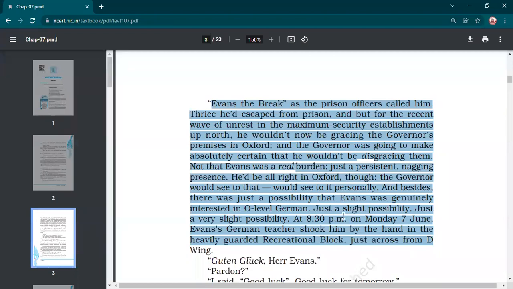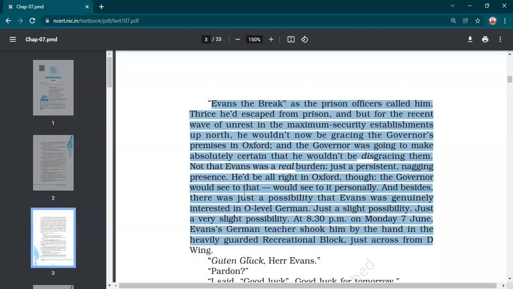Just a slight pause. You should know that Evans was also called Evans the Break. Why? Because he's more into breaking jail and he runs away without anyone's knowledge. So he is famous by this name, Evans the Break, and all the prison officers call him by this name only. Why? Thrice he had escaped from prison. He had already escaped for the recent wave of unrest in the maximum security establishments. So he is famous for running away from jail. So he says that he wouldn't be disgracing them. Actually, his presence is nagging, very much annoying for the people.